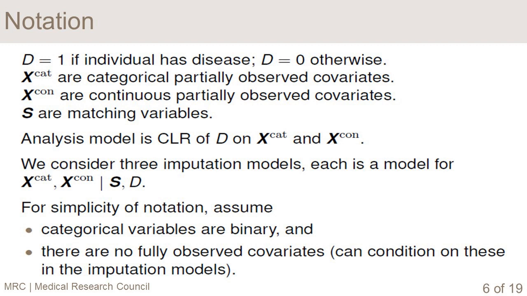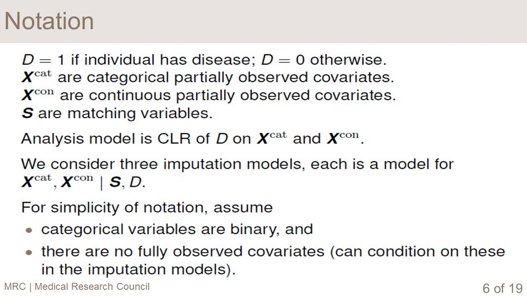As I say, the analysis model is a logistic regression of disease status on the covariates, and we will be considering 3 imputation models. Each of these imputation models is a model for the joint distribution of covariates given the active variable and the disease status. And for simplicity, I'm going to assume that the categorical variables are all binary.